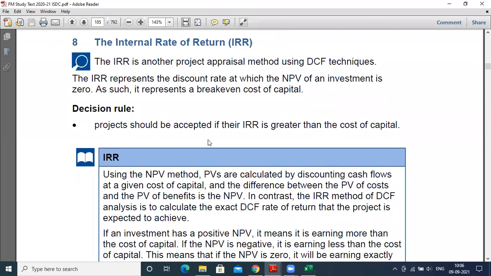So in this case, the project should be accepted if its IRR is greater than the cost of capital. Let me give more information on the decision rule. The main objective of calculating the internal rate of return is, first we calculate IRR, then we compare the IRR with the cost of capital. Comparing the IRR with the cost of capital means, let me show it in the Excel sheet.